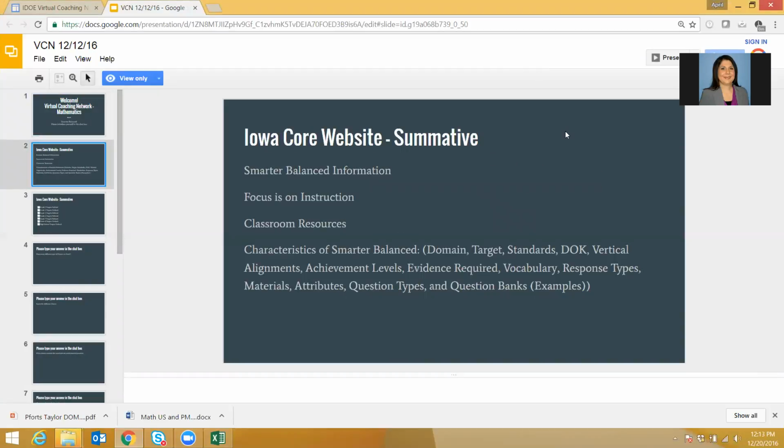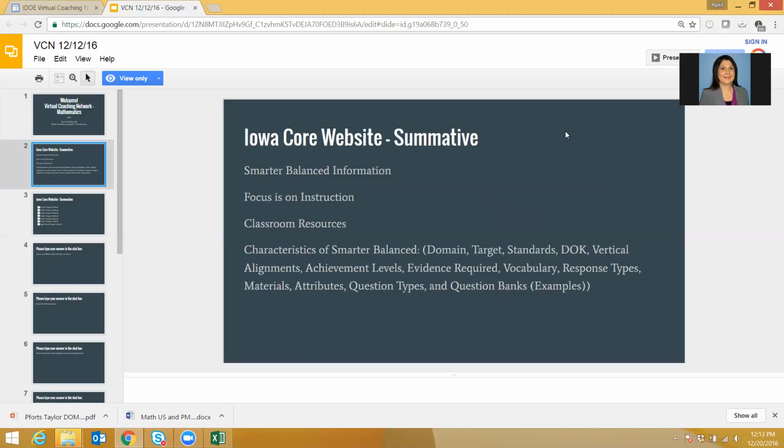On the Iowa Core website, under summative, that contains Smarter Balanced information. And our focus here through the Standards and Curriculum Bureau is always on instruction. So we have some classroom resources there that educators have been using in the field, and I hope that they can be of use to more of you.